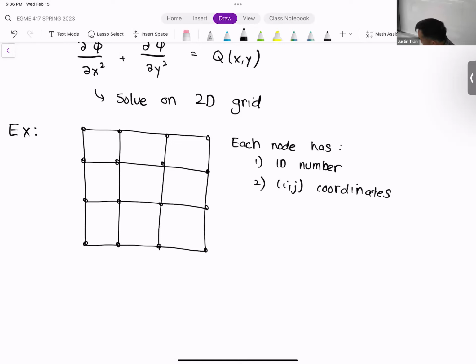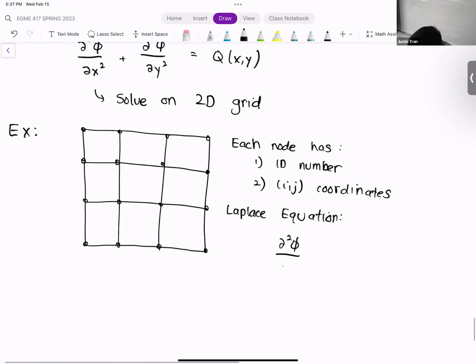And so for this example, let's say that we're solving the Laplace equation. I'm going to set the right-hand side equal to 0. So we're going to have partial squared phi, partial x squared, plus partial squared phi, partial y squared, and for now we're just going to set this equal to 0, just for the sake of simplicity, because I want to show you basically how we build up these equations.